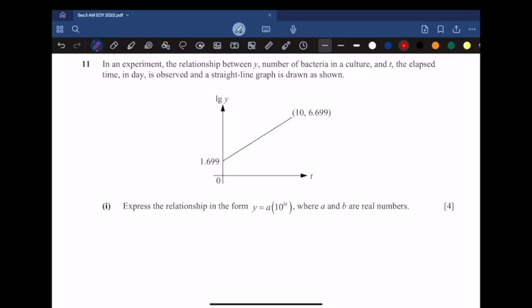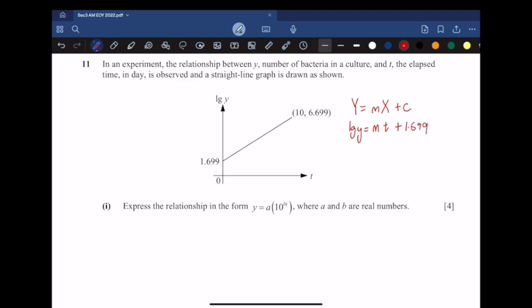Okay, we are now at question 11. This is a linear log question. So we are given a graph of log y against t, and a straight line graph is obtained, and we have this intercept over here. If we recall, for any straight line, the general equation is y = mx + c. In this graph, my y-axis is log y, the gradient is unknown, my x-axis is t, and my y-intercept is 1.699.